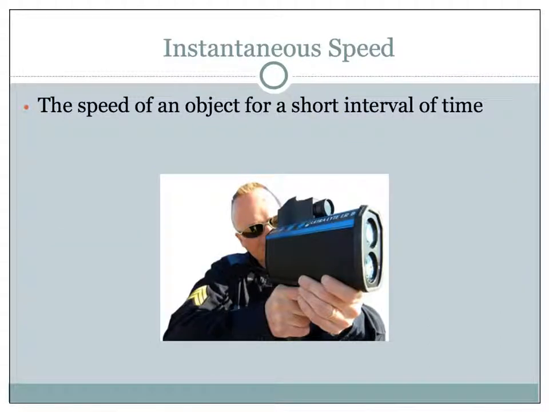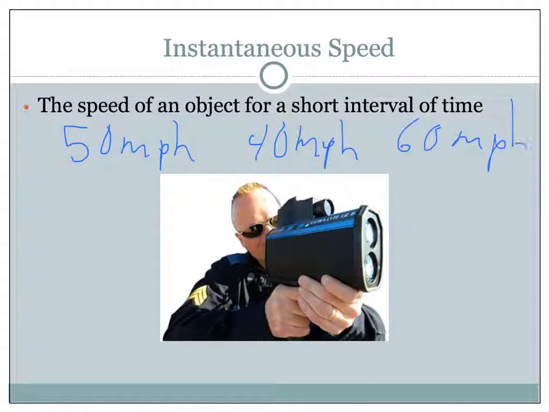Instantaneous speed is basically what you are traveling at any moment. So if you're driving down the road and you look at your speedometer and it says 50 miles per hour, and then 5 minutes later you look at it and it says 40 miles per hour, and then 10 minutes later it says 60 miles per hour. Each one of these is an instantaneous speed.